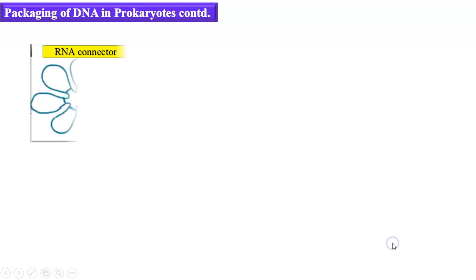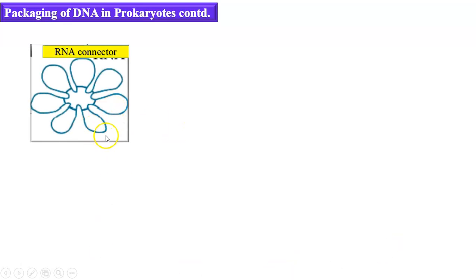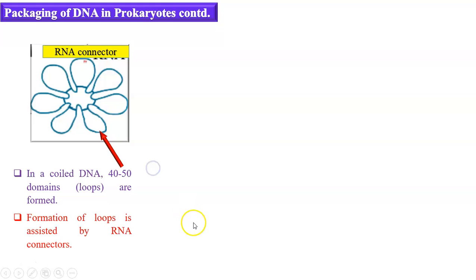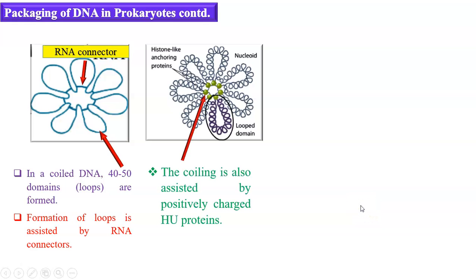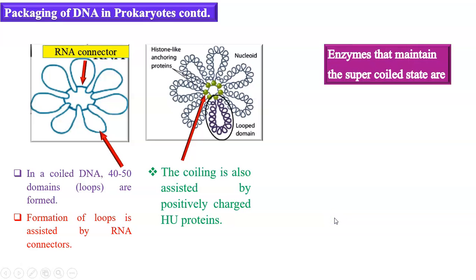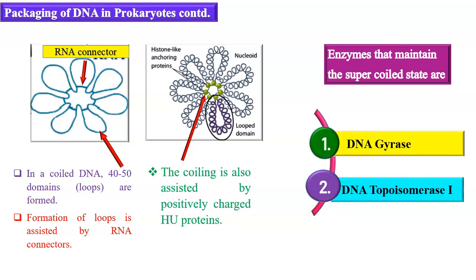Here in this diagram, we can see the coiled DNA having 40 to 50 domains or loops, and these are formed with the help of RNA connector. Whereas in this supercoiled DNA, we find that the supercoiling is assisted by histone-like anchoring proteins. There are some enzymes which maintain the supercoiled state, and these are DNA gyrase and DNA topoisomerase 1.